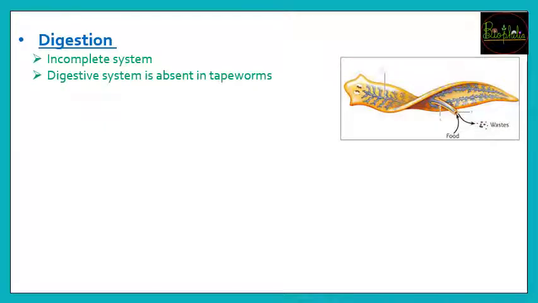Now let's understand about the systems. So in systems, how is digestion going to happen? For digestion, they will not have a system. Instead of a digestive system, they will have an incomplete system. So what is the meaning of an incomplete system?